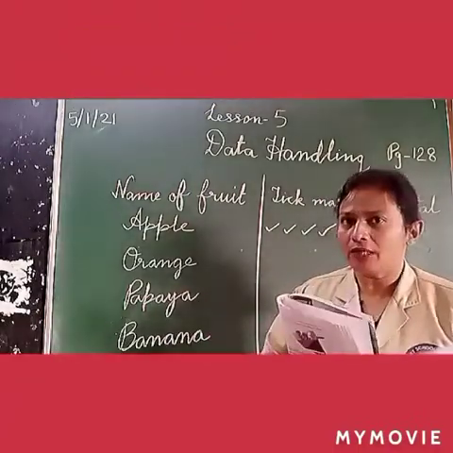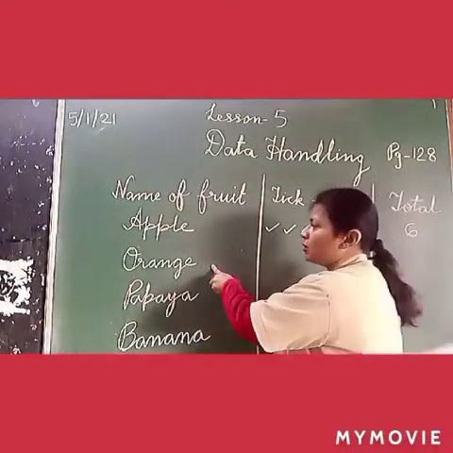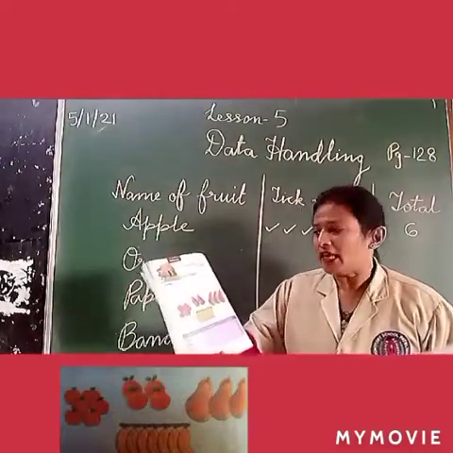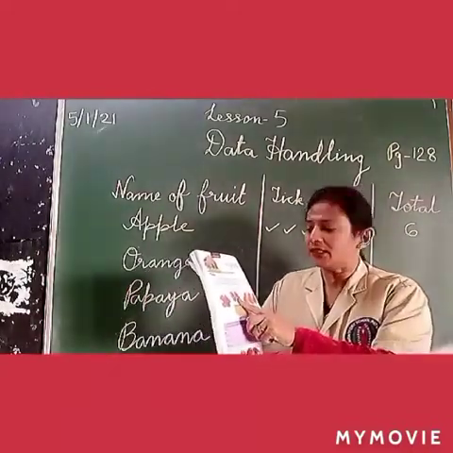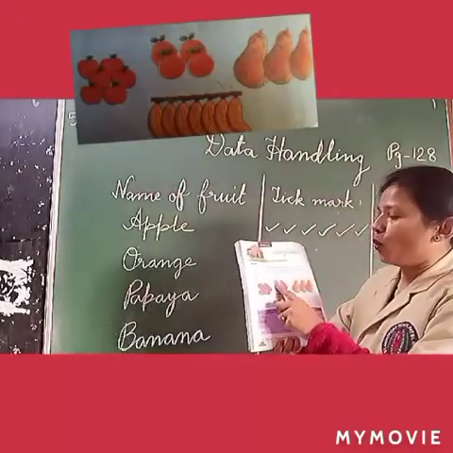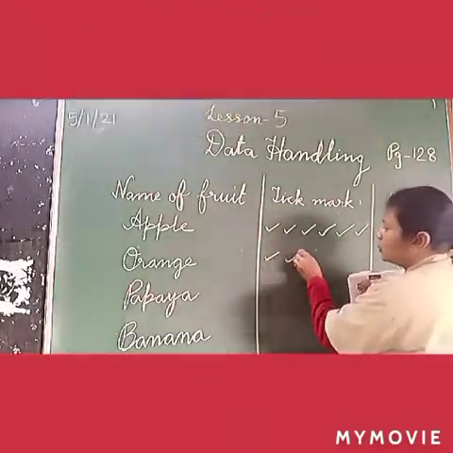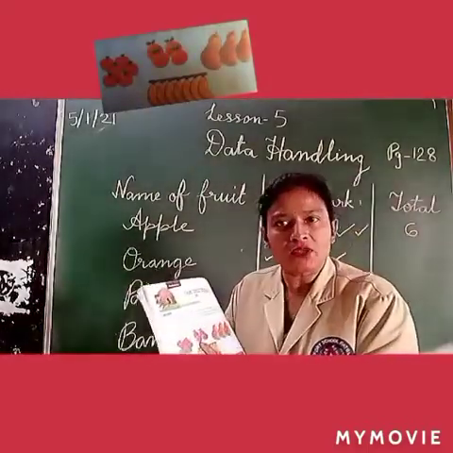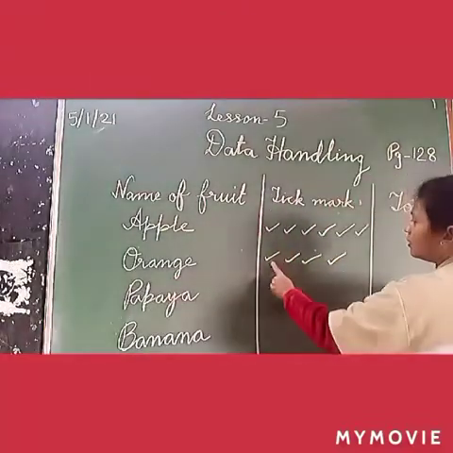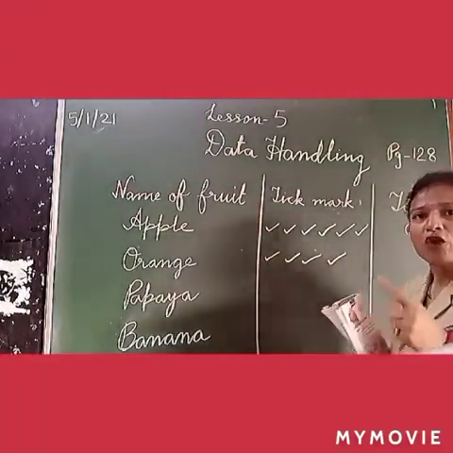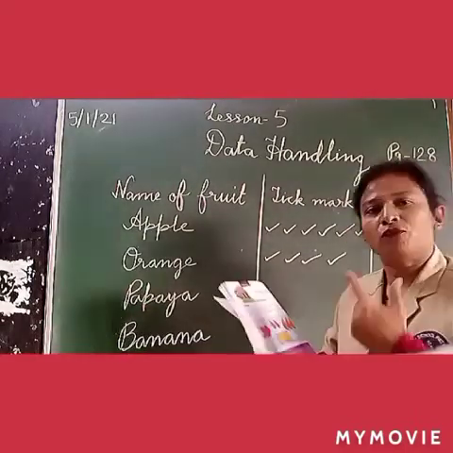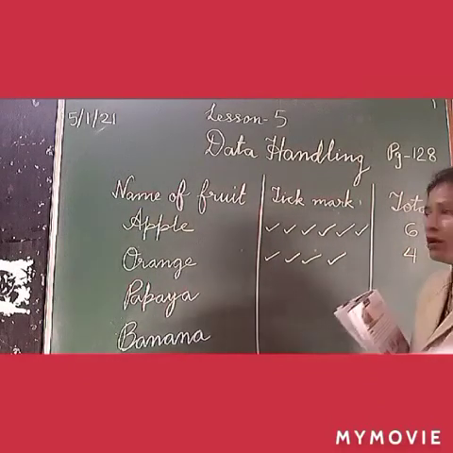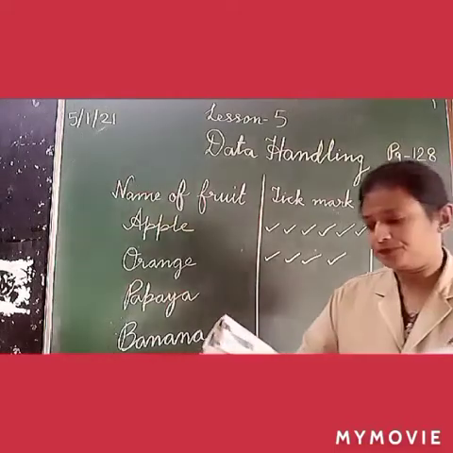Now come to the second one. Read the fruit. O-R-A-N-G-E. That is orange. You can see where is orange? Next to apples. Now you can count. 1, 2, 3 and 4. 4 oranges were there. So we have drawn 4 ticks here. Now you can count from the ticks also, or you can count from the given picture of oranges. Now you will write 4 in front of orange.